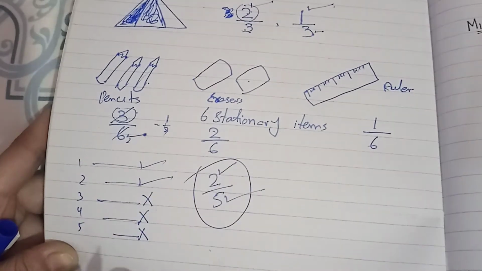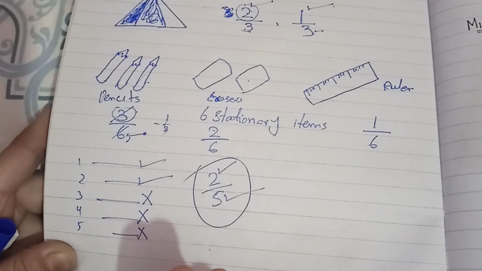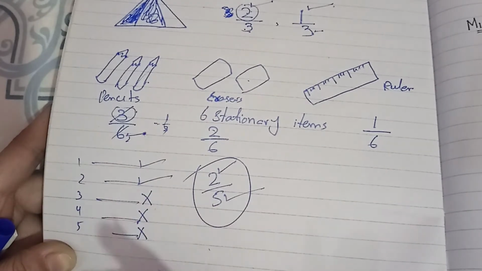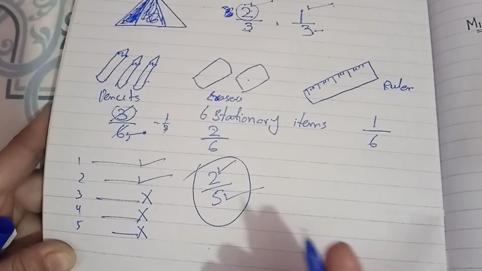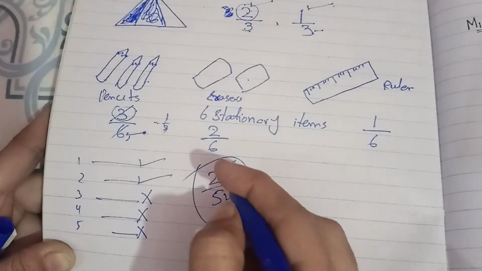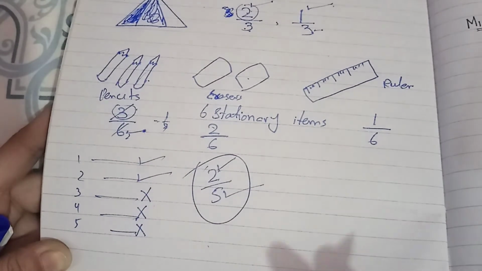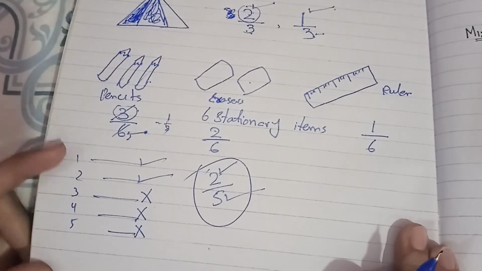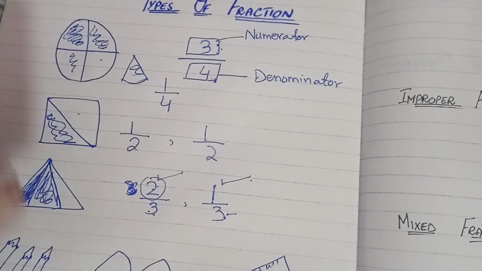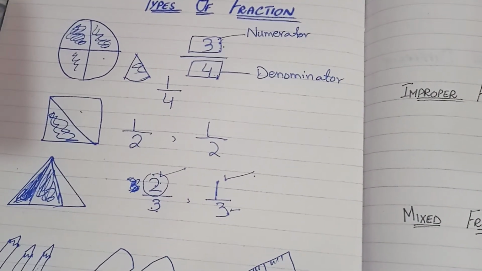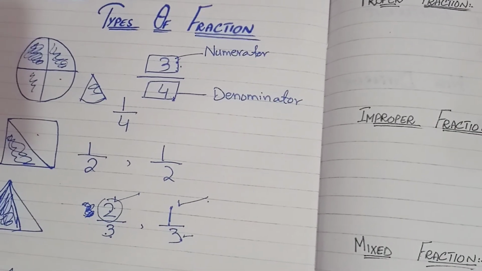This is your total marks. It is the way to show the fraction. It is also a fraction. 2 is the numerator and 5 is the denominator. 5 shows the total parts of the question and 2 shows how many questions you have done right. This is the knowledge of the fraction.